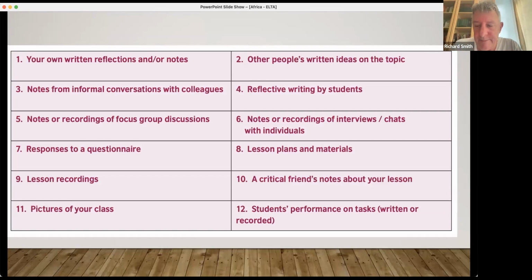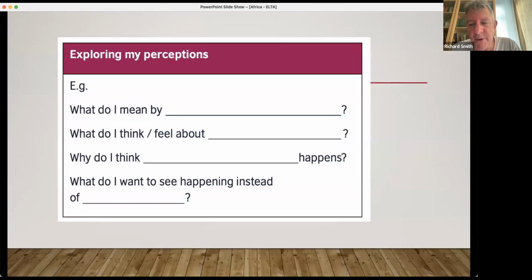Now, as I said, you're going to choose from these or from other methods, other kinds of data to answer your questions. And each question that you have might be answered by a different kind of data. Depends on the kind of question that you have. So let me just remind you of different kinds of questions that you might have. Some of your questions might be about your own perceptions.